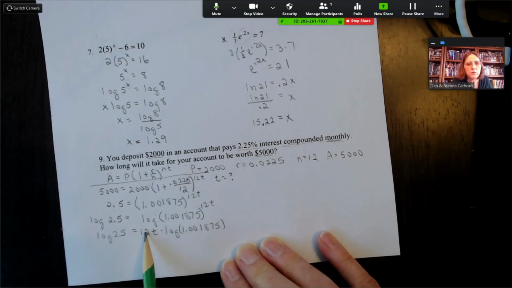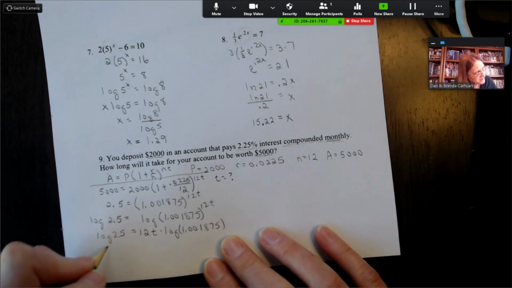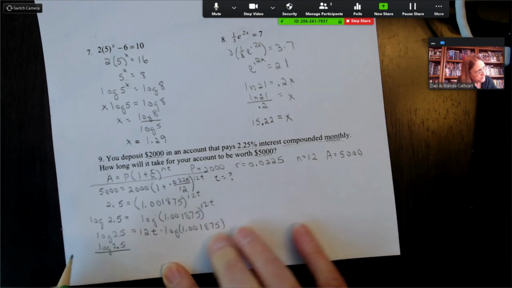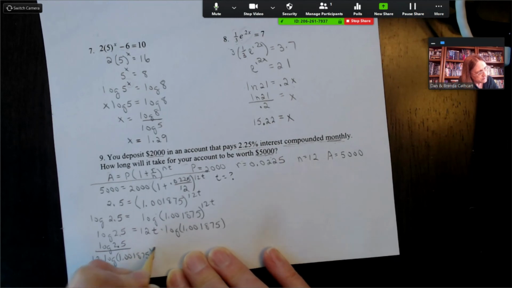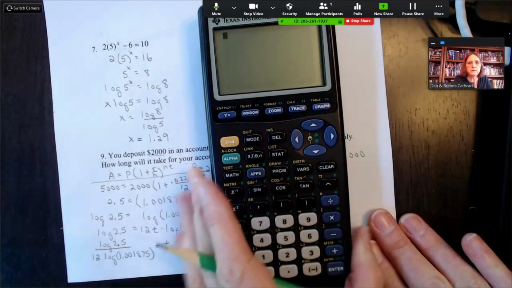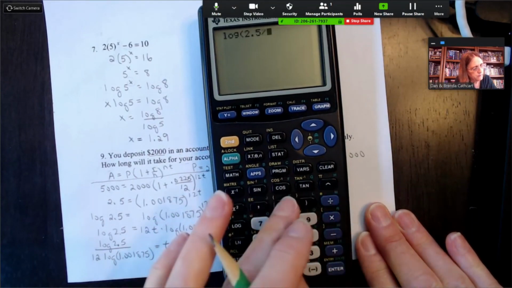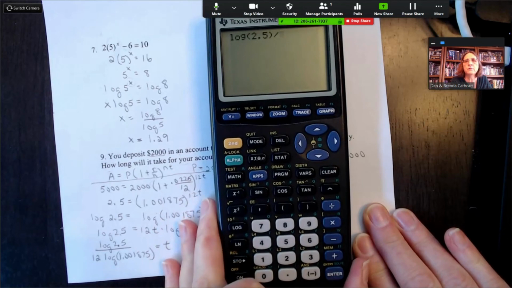Dividing both sides by 12 times the log of 1.001875 gives us this expression, log 2.5 divided by the quantity 12 log 1.001875. And this is going to give us our value for t. Again, when writing it into your calculator, be careful to use the correct parentheses as we're working through this. So we're going to do log of 2.5 divided by, now see, I left off a parenthesis. Watch that carefully. Close that parenthesis after the log.